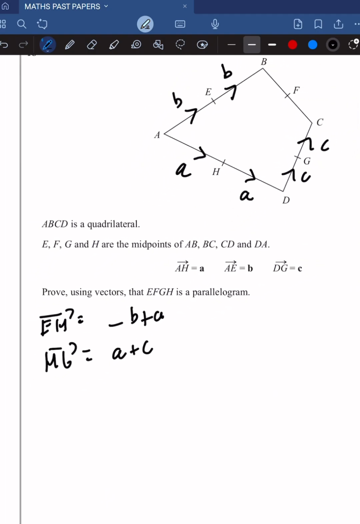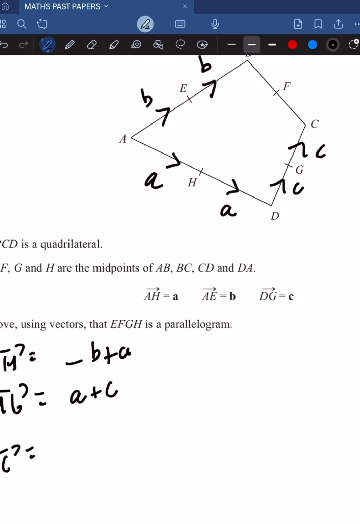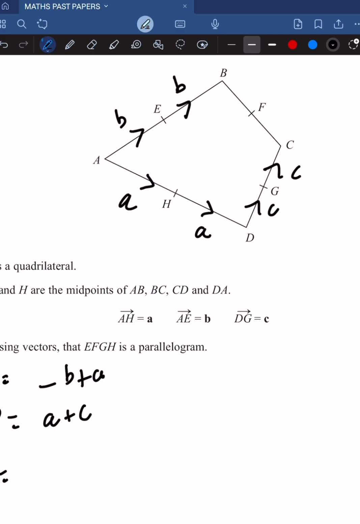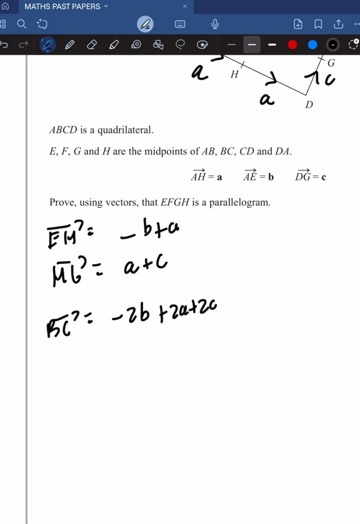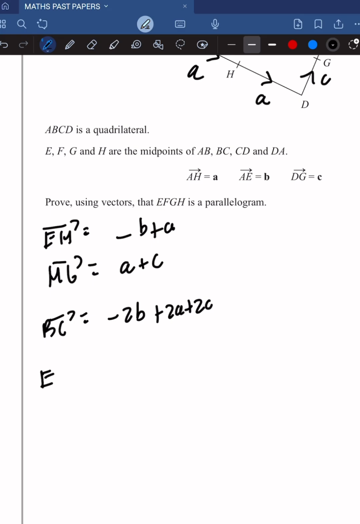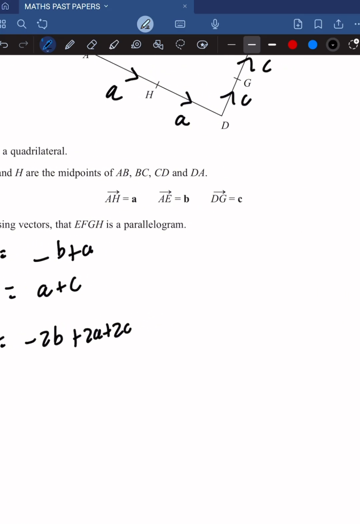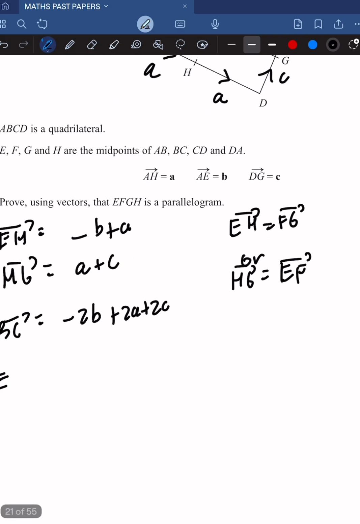Now we need to find out BC. To go from B to C, we have to go all the way around. So that's going to be minus 2b plus 2a plus 2c. Now just remember, we want to prove that E to H equals F to G, or we can do, depending on what happens, H to G equals E to F. It literally does not matter at all.